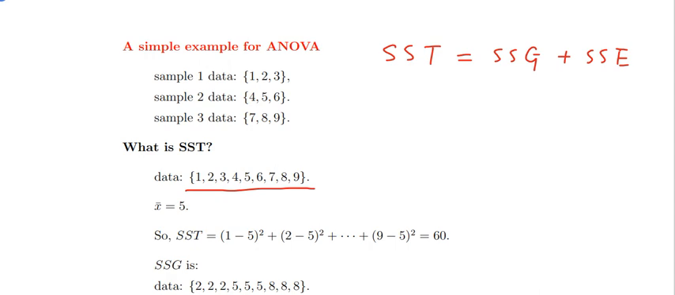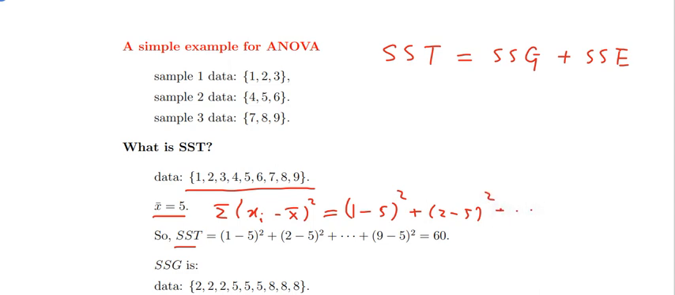Then how to find SST? We put those data together, so it looks like we have one sample of data. Then each number minus x bar, where x bar is 5. So SST equals the summation of xi minus x bar, squared, right? So each number minus 5, squared. The first number is 1 minus 5, squared. Then the next number minus 5, squared, like this.